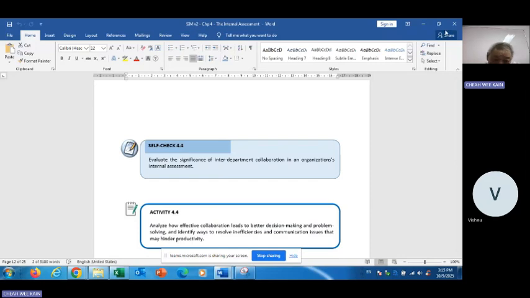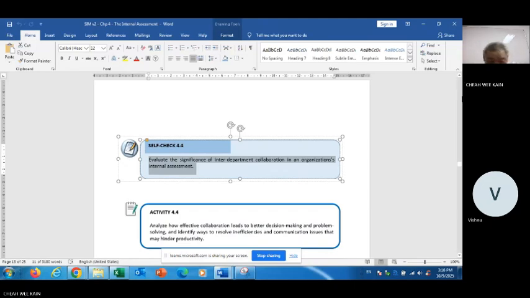So we look at the self-check. Evaluate the significance of interdepartment collaboration. Let me tell you straight away, it's very important, very significant. Because you want the people in the various departments, which have their own goals and objectives, to at least collaborate or cooperate, working together as a team to achieve the company goals, mission, vision and also the plan.